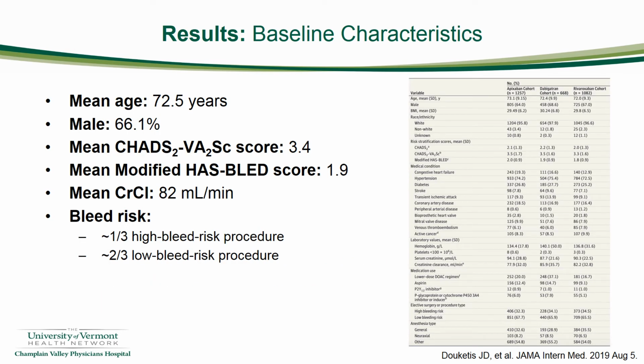Here we can see the baseline characteristics across our 3 different DOAC cohorts. The mean age for our patients included in the trial was 72.5 years old. 66% of patients were male. As far as baseline thrombotic risk, the mean CHA2DS2-VASc score at baseline was 3.4 across the cohorts. Looking at baseline bleed risk, the mean modified HAS-BLED score was 1.9. As far as renal function, the mean creatinine clearance was 82 mL per minute. And for procedural bleed risk, it was split. About a third of patients were undergoing high bleed risk procedures, and about 2/3 were undergoing procedures deemed to be of low bleed risk.